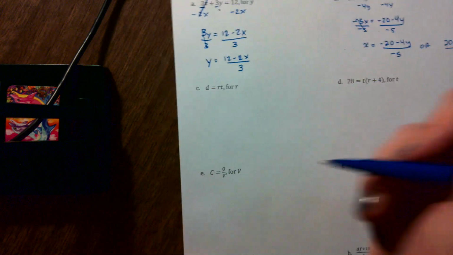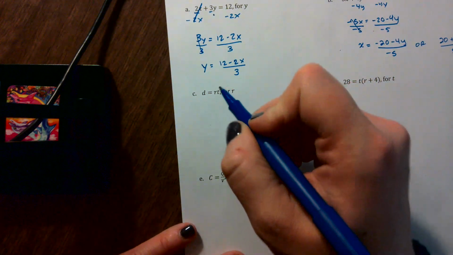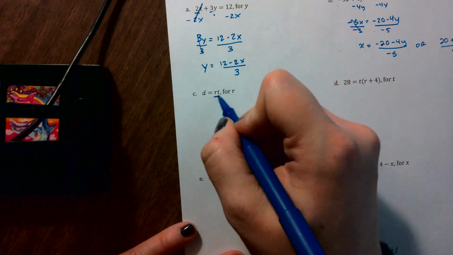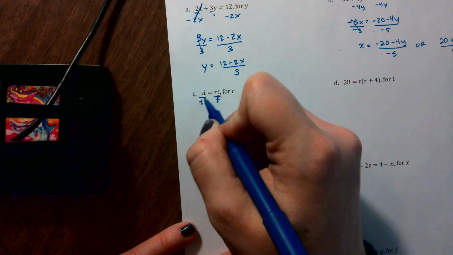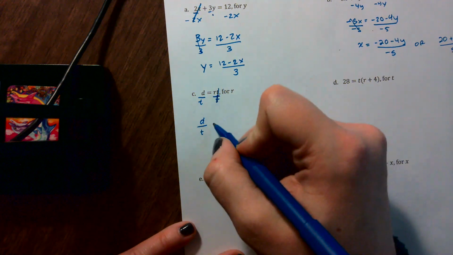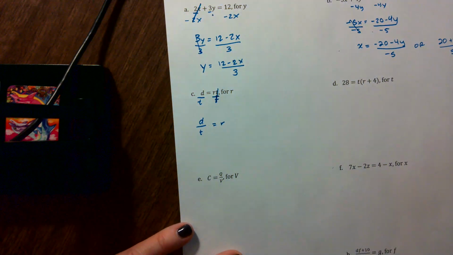Part C, we're trying to solve for r, so I want to get rid of t. How do I get rid of multiplying t? Easy, just divide it. d divided by t is simply that, d divided by t, and that's what r equals.